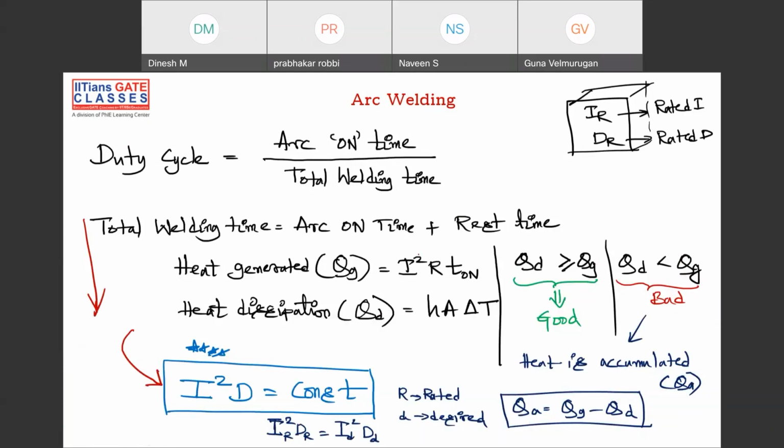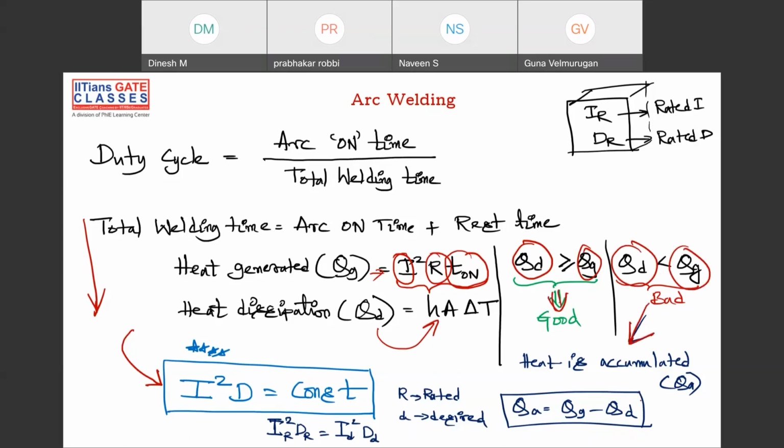But I'll tell you the basics. During welding, heat is generated, that is I square R T. This is called Joule heating. Because you are providing some current, there is some resistance, and your time of arc is this, arc on time. This is heat generation. Obviously, you also need some heat dissipation. The dissipation is because of convection, that is convective heat transfer coefficient into area of cross section into delta T, the temperature difference. If your dissipation is more than generation, then it is good. But if your dissipation is less than heat generation, that's not good.